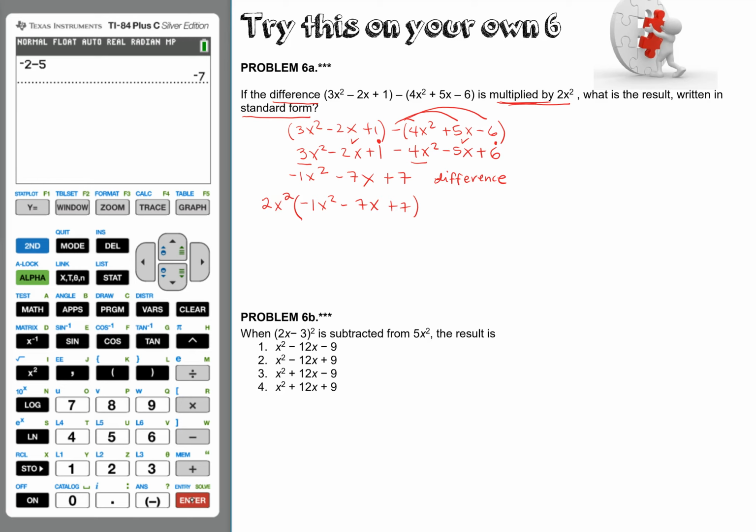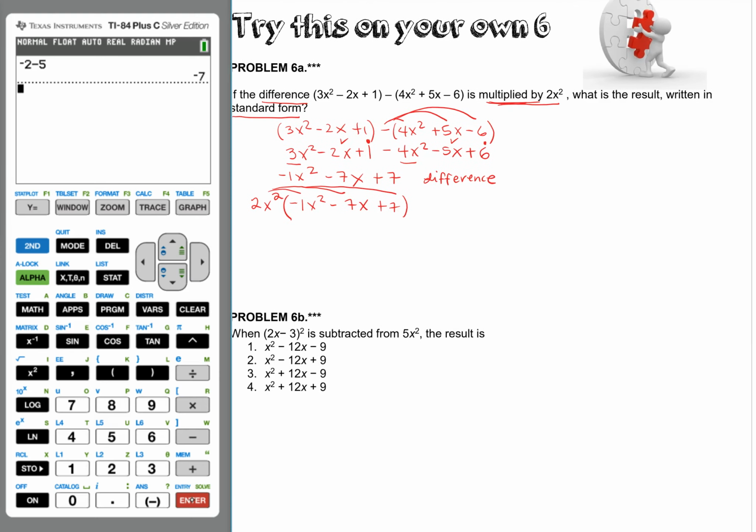Okay, so here we'll just apply the distributive property. So 2 times negative 1 should be negative 2. x squared times x squared, since you are multiplying, we add the exponents, so this becomes 4. So that should be negative 2x to the 4th, and then 2 times negative 7 gives you negative 14.